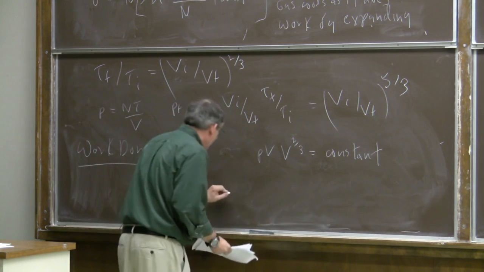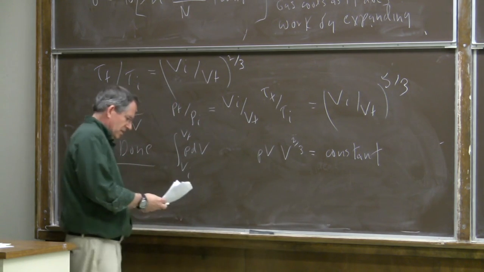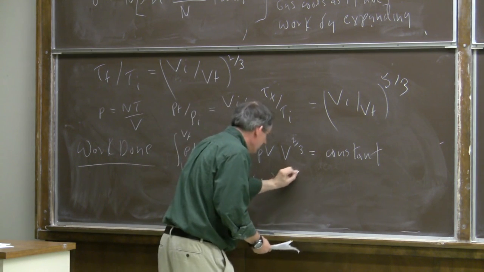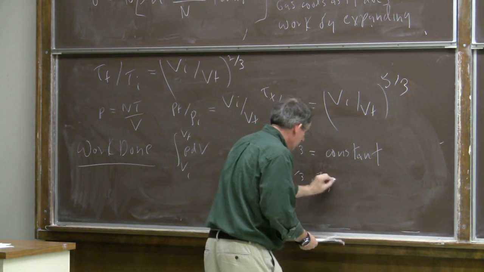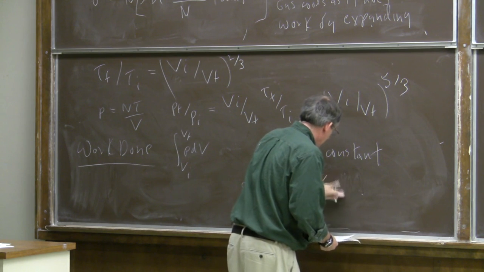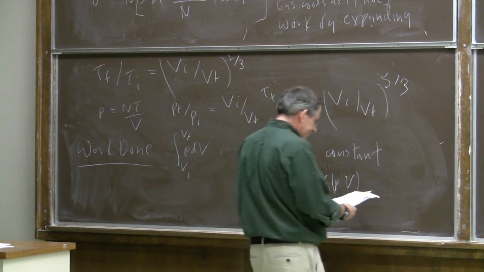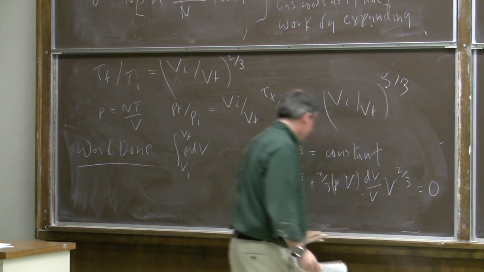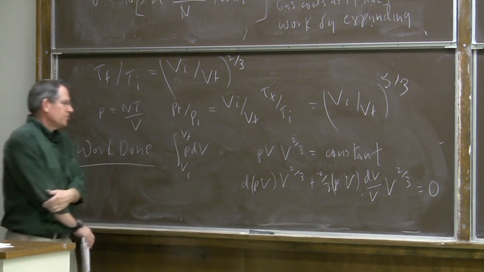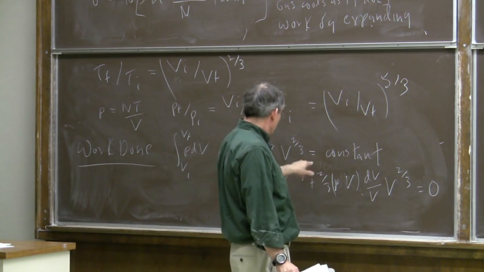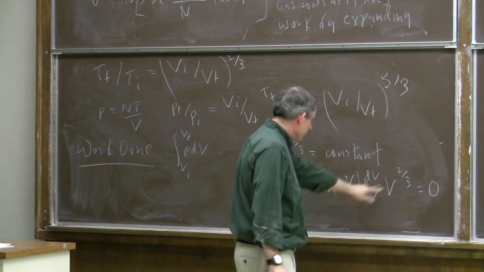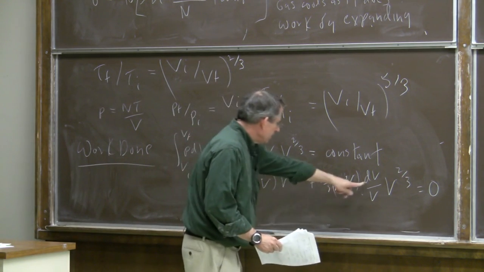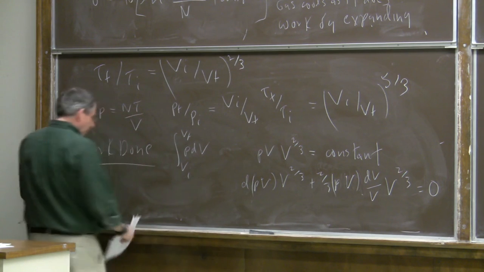And then if I differentiate that, applying the product rule to PV times V to the 2/3, I can say that d(PV) times V to the 2/3, plus 2/3 PV times dV over V, times V to the 2/3, is equal to 0. So I just differentiated PV times V to the 2/3 by the product rule. When I differentiated V to the 2/3, I got 2/3 V to the 2/3 minus 1. So now I've got a PdV over here. That was why I did this, because that's what I want to integrate to find the work.